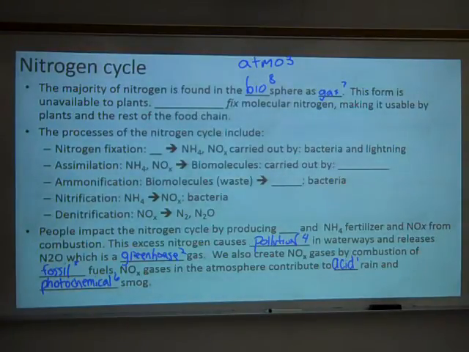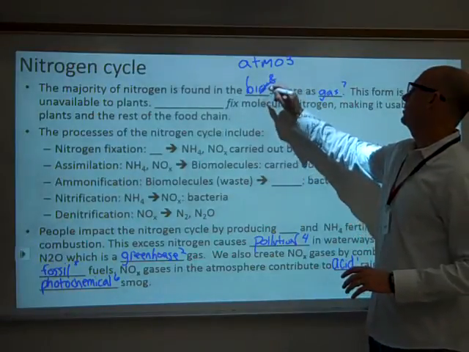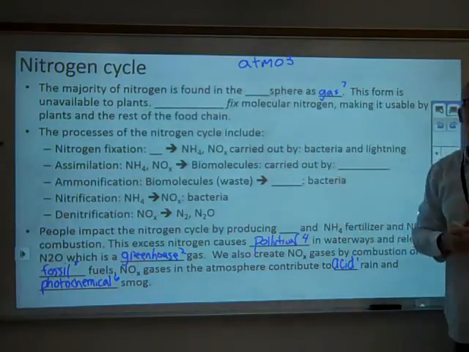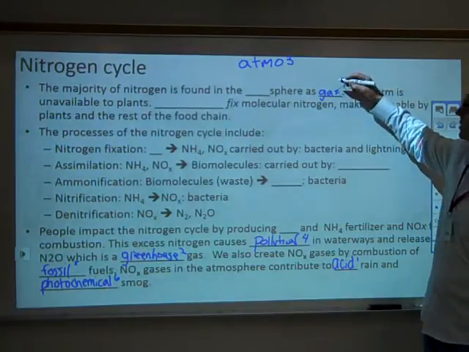But most of the nitrogen that exists on Earth is actually in the atmosphere. Anybody remember what percentage of the atmosphere is nitrogen? 74%. A little bit more. About 80, yeah, 79 to 80 in that area. So 79 to 80% of the Earth's atmosphere is nitrogen. It is nitrogen gas.